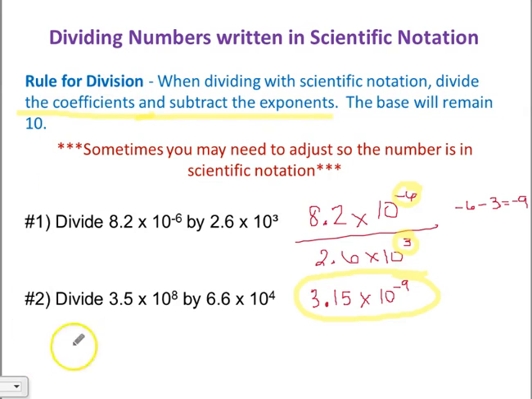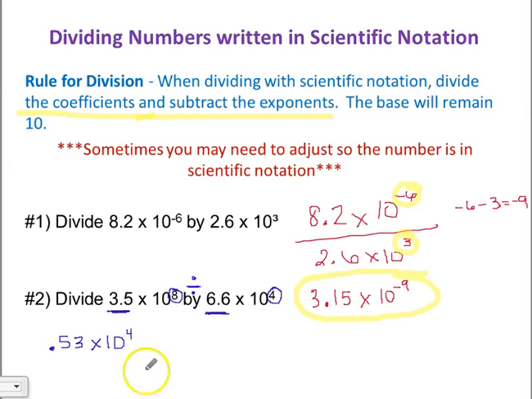So we're dividing here. So I'm going to divide 3.5 divided by 6.6. 3.5 divided by 6.6, I get 0.5. I'm just going to go 2 decimal places. 0.53 times 10. I'm going to subtract my exponents. 8 minus 4. 8 minus 4 is 4, times 10 to the 4th.